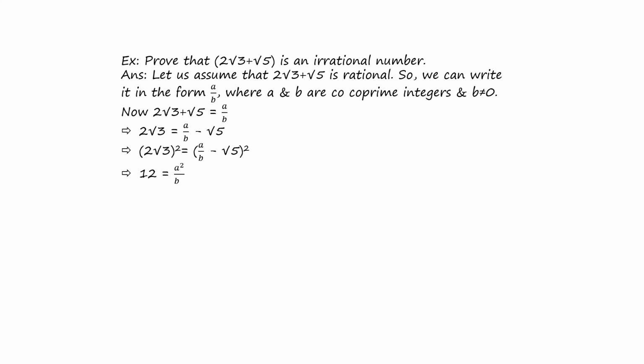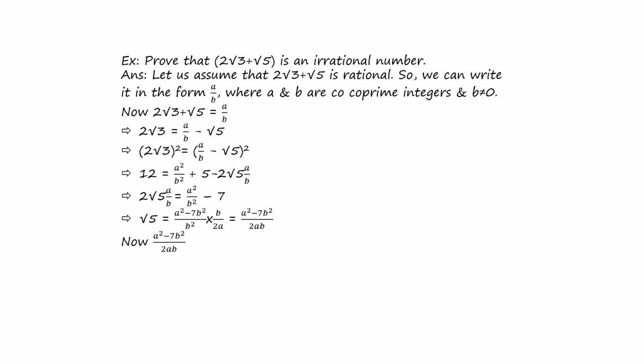minus root 5 whole square, or 12 equals a square by b square plus 5 minus 2 root 5 into a by b, or 2 root 5 a by b equals a square by b square minus 7, or we can write root 5 equals a square minus 7b square whole divided by b square into b by 2a, which equals a square minus 7b square by 2ab. Now a square minus 7b square whole divided by 2ab is a rational number.